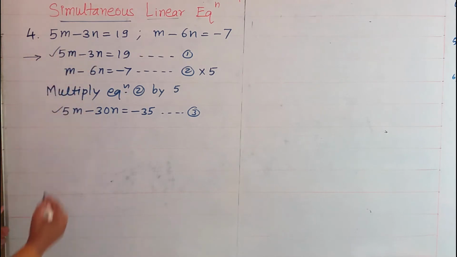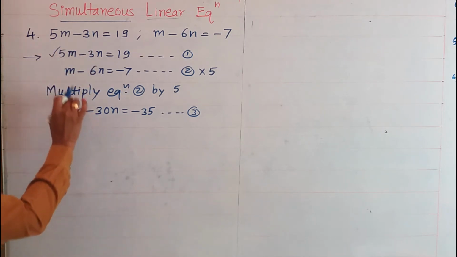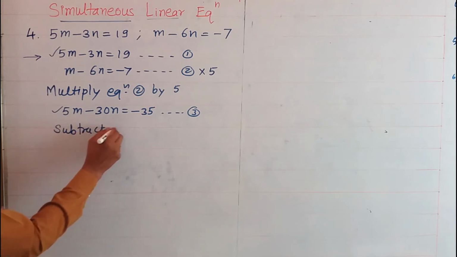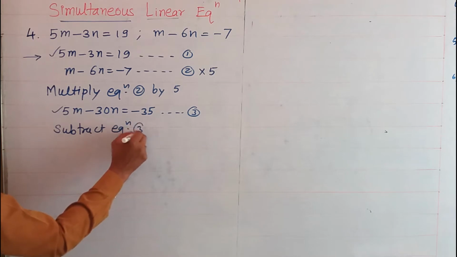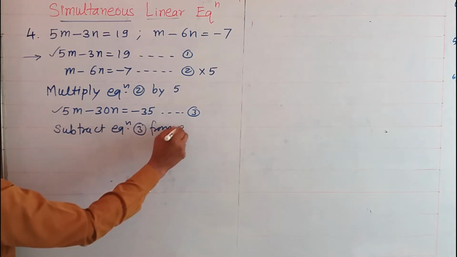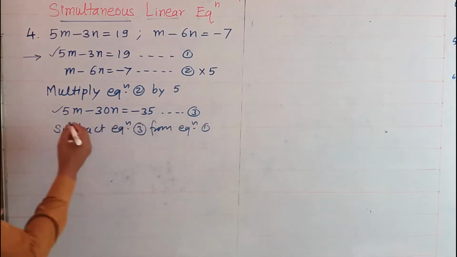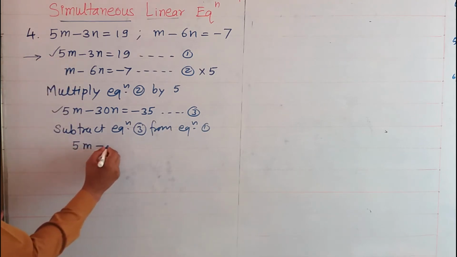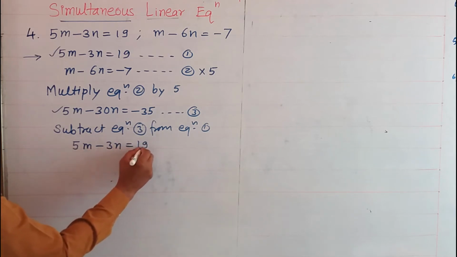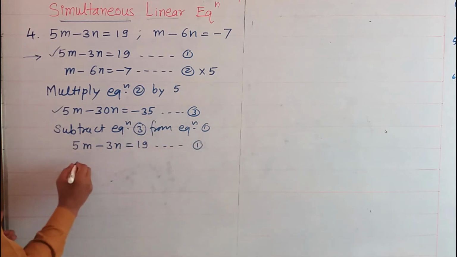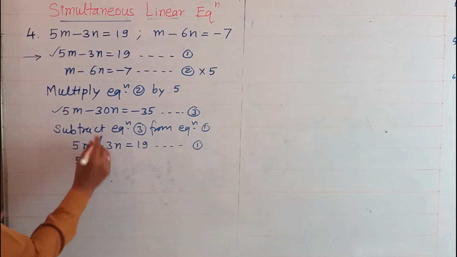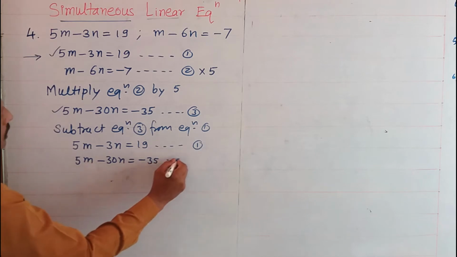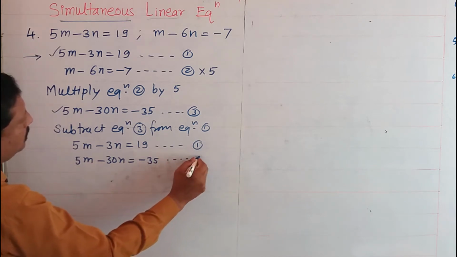Now observe equation number 1 and equation number 3. So subtract equation 3 from equation 1. Write down the equations again. One equation is like this: 5m minus 3n is equal to 19, equation number 1, and 5m minus 30n is equal to minus 35, equation number 3.